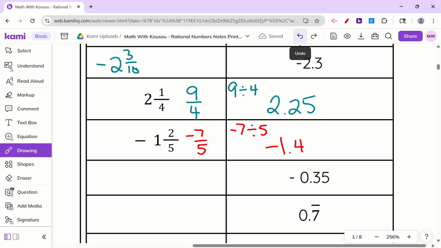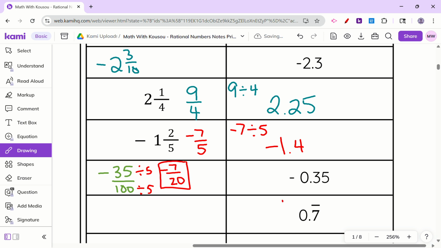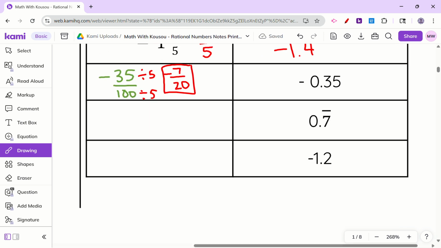All right, so the next one we have negative 0.35. When you read that using proper place value, this is read as negative 35 hundredths. This can, in fact, be simplified because you'll notice that the top number ends in a 5, and the bottom number ends in a 0. So we can divide each of these by 5. Negative 35 divided by 5 gets us negative 7. 100 divided by 5 gets us 20. So we have negative 7/20.